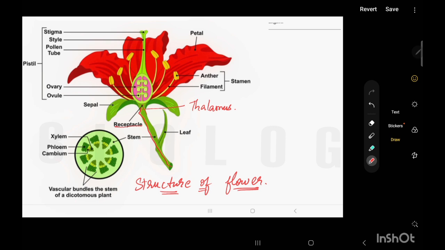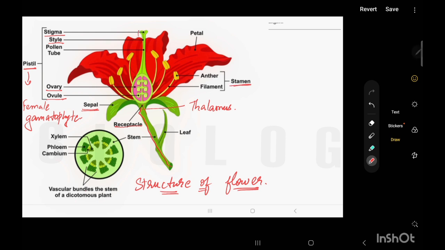The thalamus has sepals, which are protective in function. After that we have pistil. Pistil is the female part, also called carpel. It has stigma, style, ovary and ovules. The pollen tube we will study in the next sessions. This is the female gametophyte.